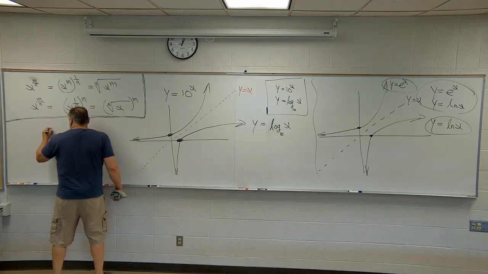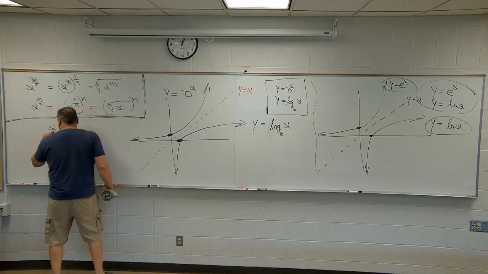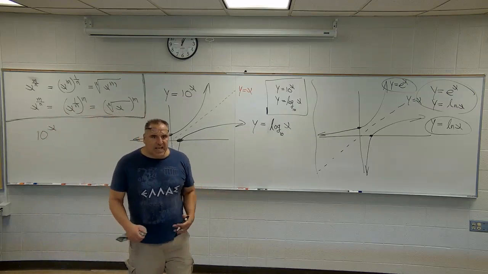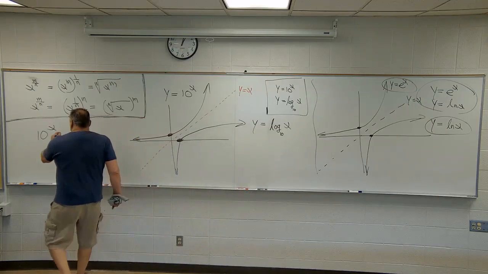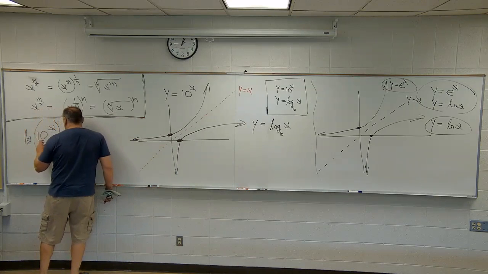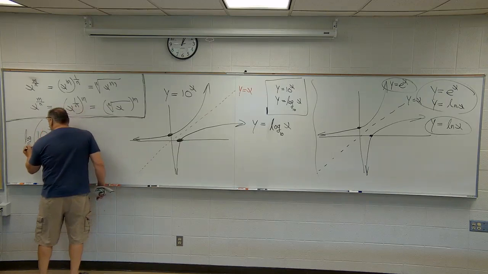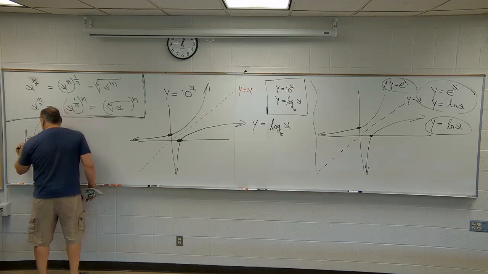Let's start with x again. Let's just start with x. If you start with x and you exponentiate, put x on top of 10 as an exponent, I get 10 to the x. Then, if I take the logarithm, base 10, of 10 to the x, this is just a bookkeeping thing, get rid of it if it's an issue for you, I get x.